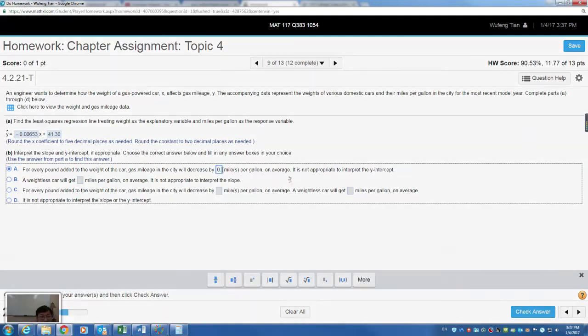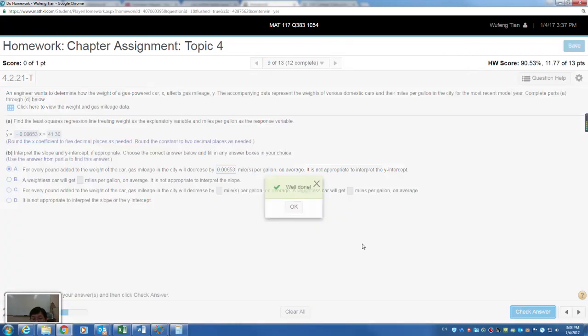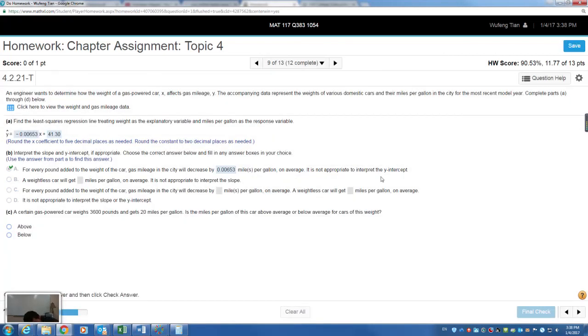Okay, 0.00653 miles per gallon on average. It is not appropriate to interpret the y-intercept because the car can't have zero weight, right? A car has to have some weight. It can't be a zero weight car. So this is just the slope. The intercept does not explain anything here.